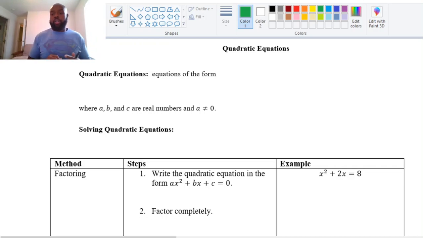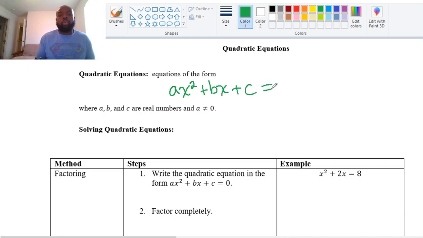In this video, we're going to talk about quadratic equations. We've already discussed what quadratic functions, or quadratic expressions, are. Now let's talk about equations that involve quadratic expressions. Quadratic equations are equations of the form ax squared plus bx plus c equals 0.